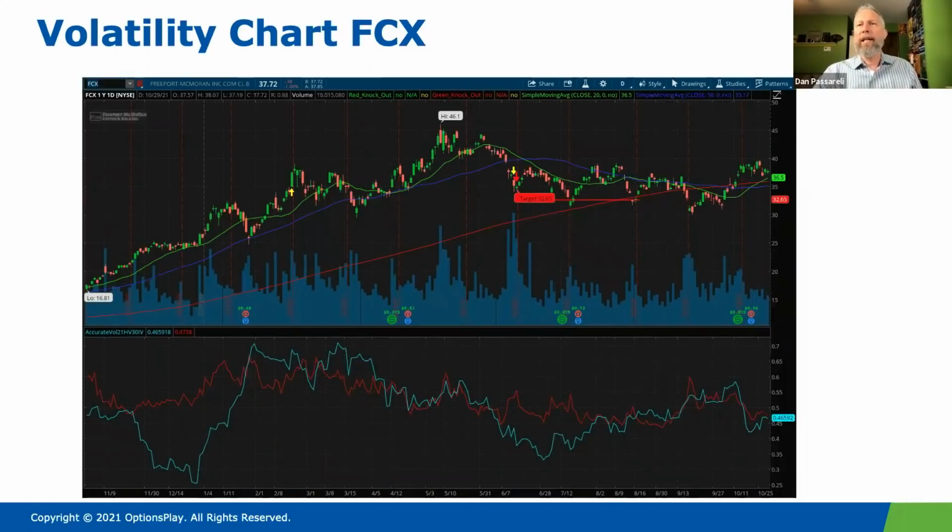How about this one right here? All right, these prices are not current. This is FCX. Well, implied and historical are about the same. There's barely any difference. They're about the same. And the implied is pretty much in the bottom of the 6-month range.